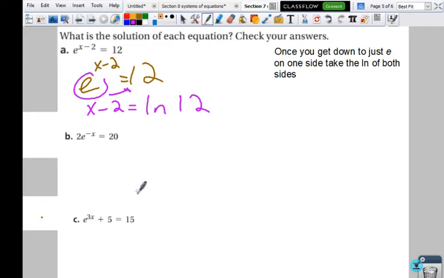I don't know. Plug it in Desmos. 2.48. I'll trust you this time. So I get x minus 2 equals 2.48. Alright, what else? What's my last thing I need to do to solve this?